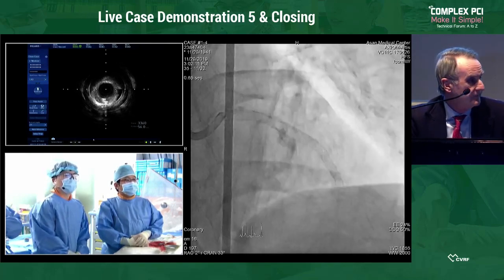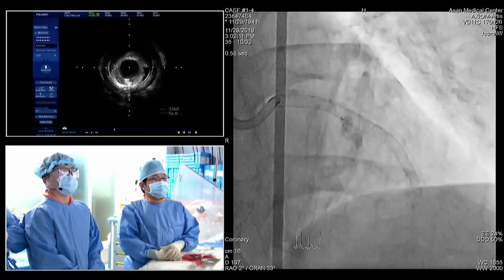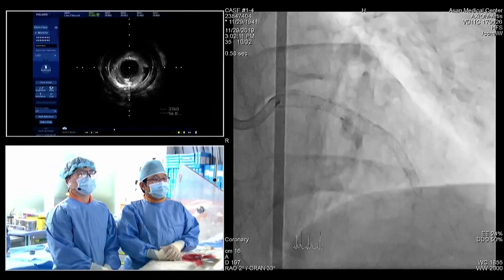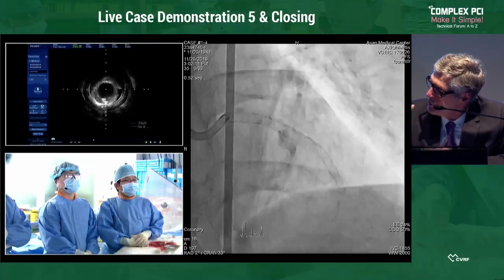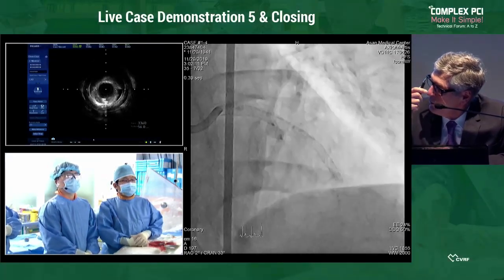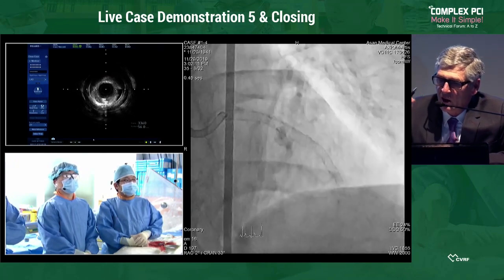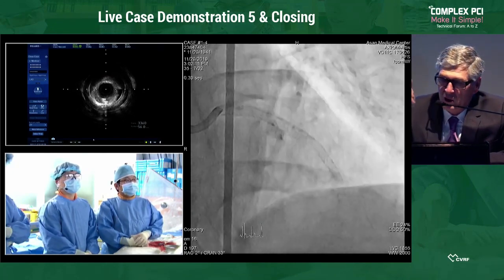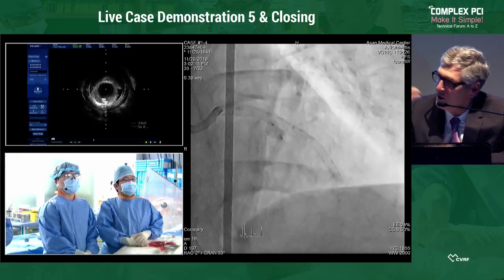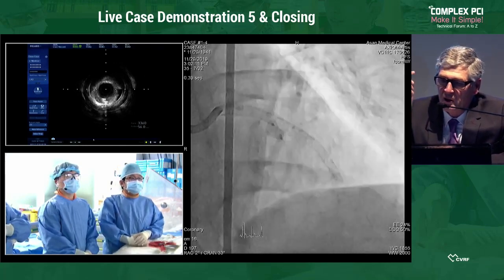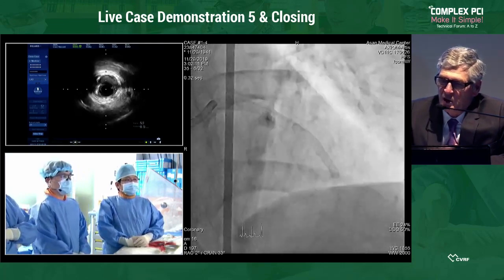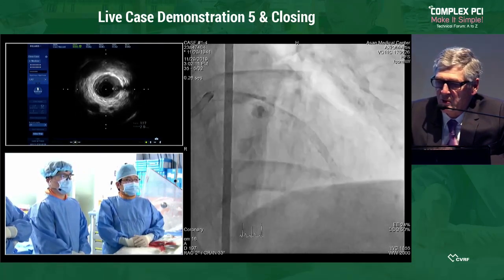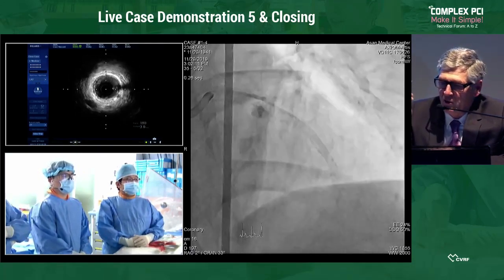I think the concept, which was said just at the beginning, to use rotablation to preserve the side branch, is a good one, because by removing the plaque in front of the side branch, you decrease the risk of carina shifting or plaque shifting and the risk of side branch occlusion. Now we see that the diagonal is pinched, but it's a small one, so I think it's not a relevant diagonal.